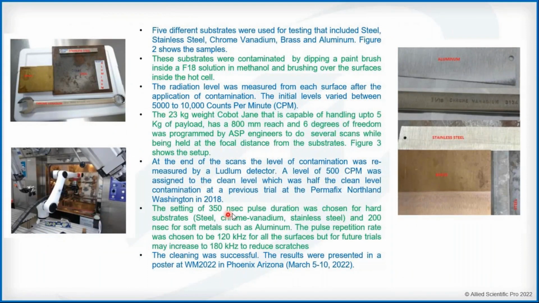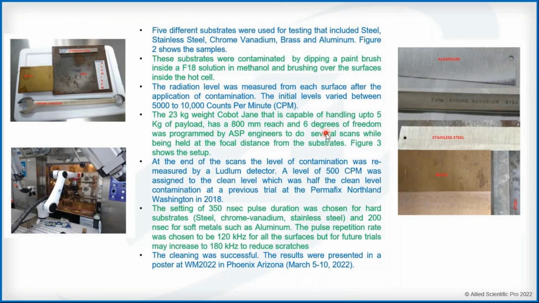different metals. So 5 different metals were used, including aluminum, chrome vanadium, stainless steel, brass, and steel. Some of these metals were hard metals, and some of them were soft metals. So, for example, brass and aluminum are considered soft metals, and the other ones are hard metals. So, normally, these were contaminated with about 5,000 to 10,000 counts of radiation.